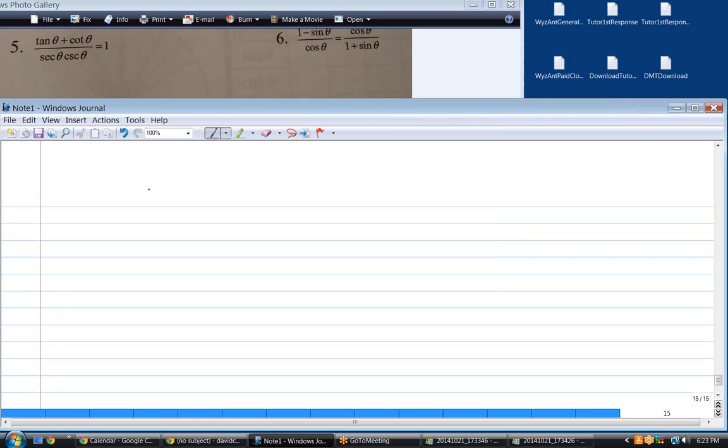So you can see that this is a lot more than just trig identities. This is more algebra than it is trig identities.